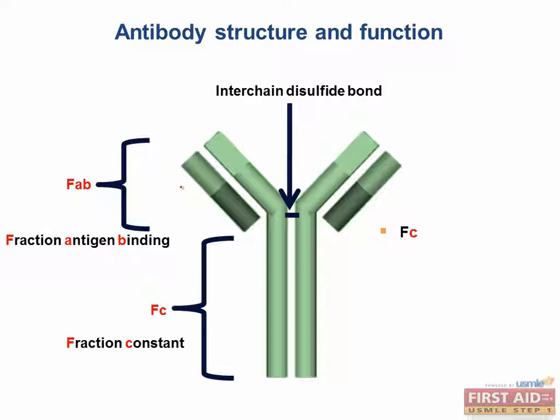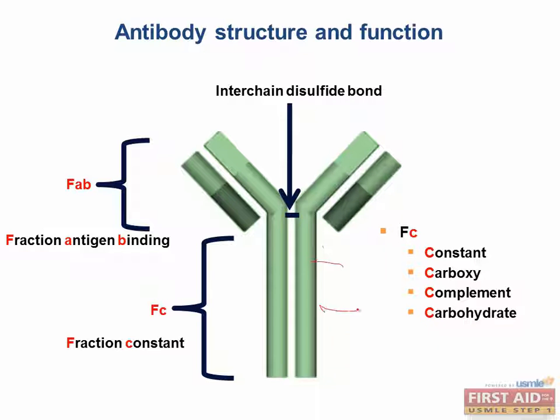Things to know about the FC section is actually the rule of C's. So it's constant, like we just said. It possesses the carboxy terminal end of the protein chain. It activates complement that we have yet to discuss. And it has little carbohydrate side chains branching off of it. Okay, so remember all the C's for the FC.